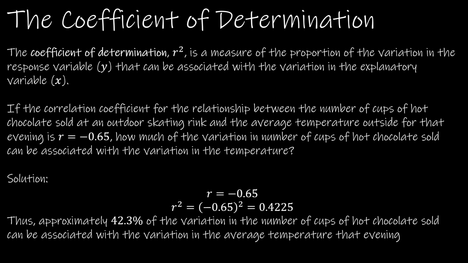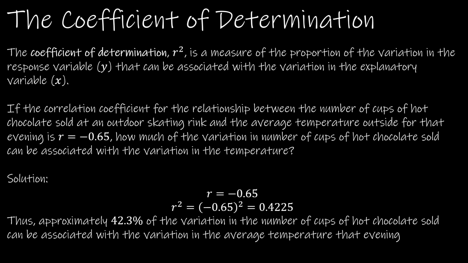So the coefficient of determination is r squared, and it essentially measures the proportion, or how much, of the variation of the response variable, so how much y changes, that can be associated with the variation in the explanatory variable. So how much of the changes in y are accounted for by changes in x. So here's an example that will hopefully help us to make sense of this.